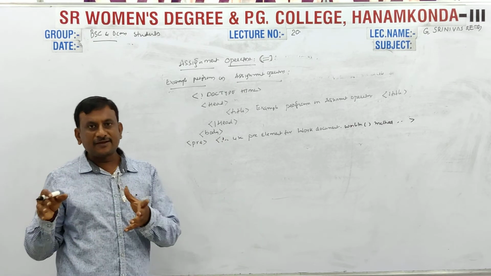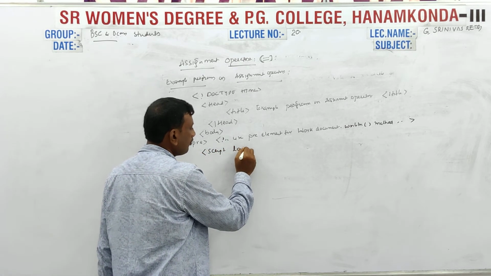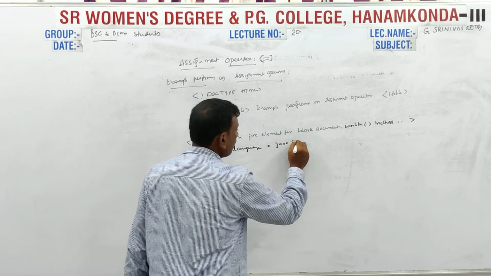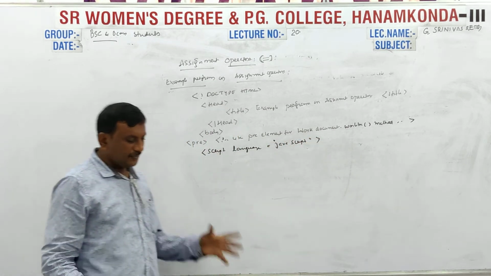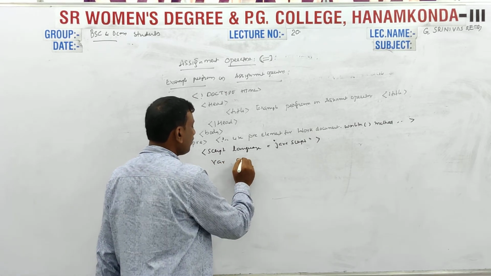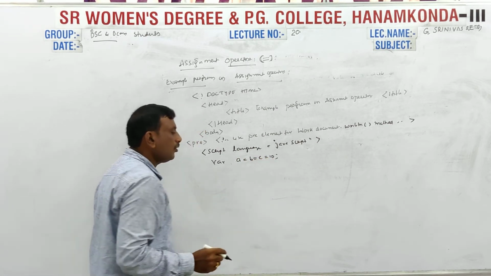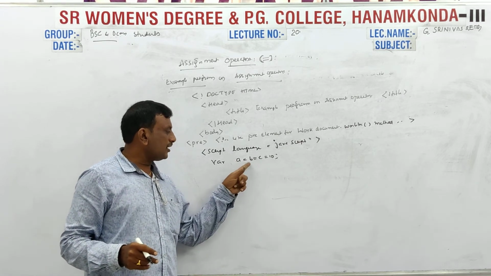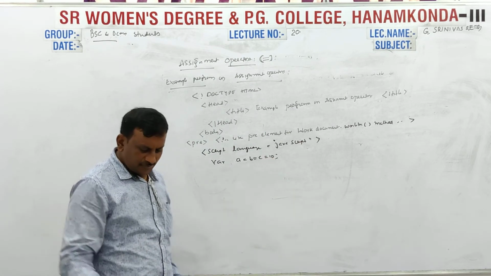Next, you can write script language equal to JavaScript. Next, I mentioned variable declaration. Var A equal to B equal to C equal to 10. Here the same value 10 will be assigned to C, C will be assigned to B, B will be assigned to A. Now what is the value? 10 will be assigned. Otherwise, I have mentioned two ways.